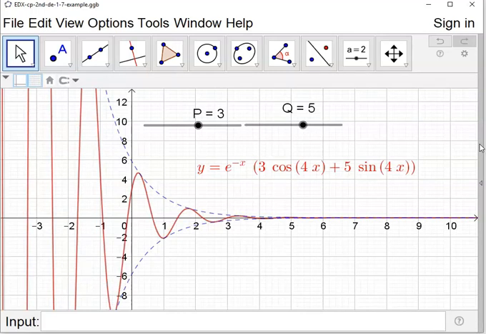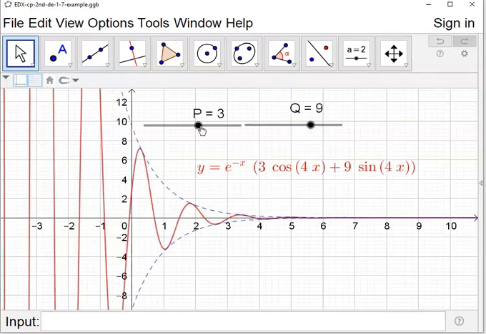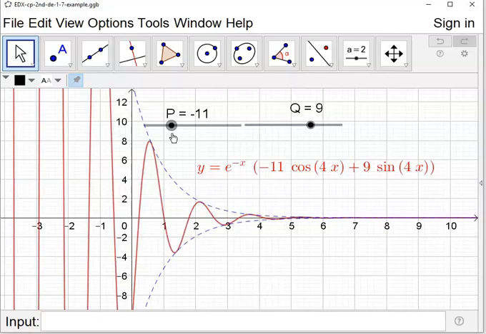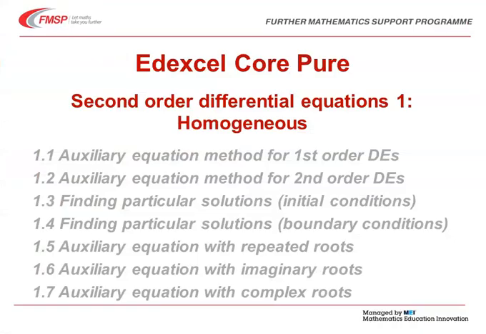Some other things to notice: it's clearly oscillating. The period of each full oscillation is 2 pi by 4, and for those of you interested, this is a good example of what's called damped simple harmonic motion, and this is a type of simple harmonic motion that you may come across soon. And that brings us to the end of second order differential equations 1, the homogeneous case.